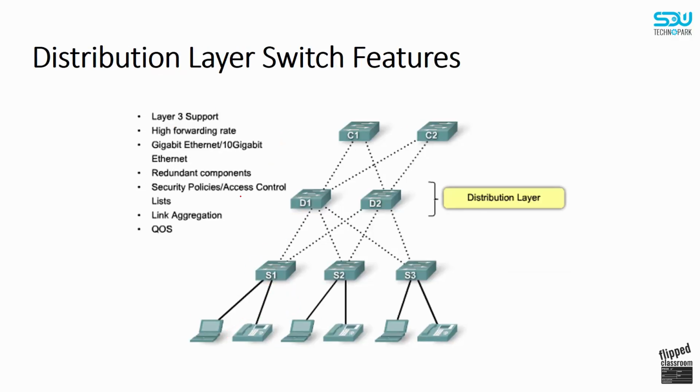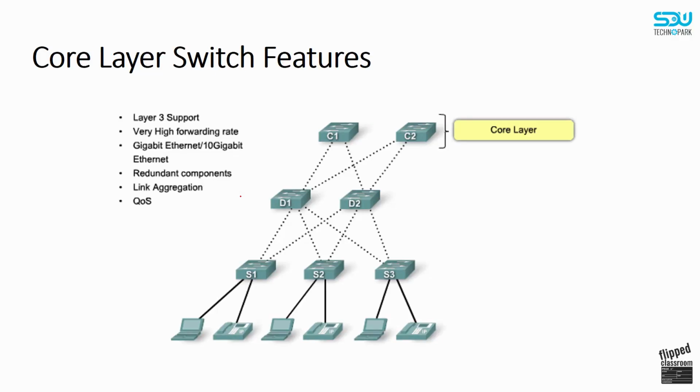Whereas distribution layer switches may have the ability to support layer 3, which means that they can work with ACLs, and they have a high forwarding rate, and they have some redundant components, and also port security policies such as access lists, and link aggregation, and quality of service. Whereas core layer switch features: layer 3 device, very high forwarding rates, redundant components, link aggregation, and quality of service.